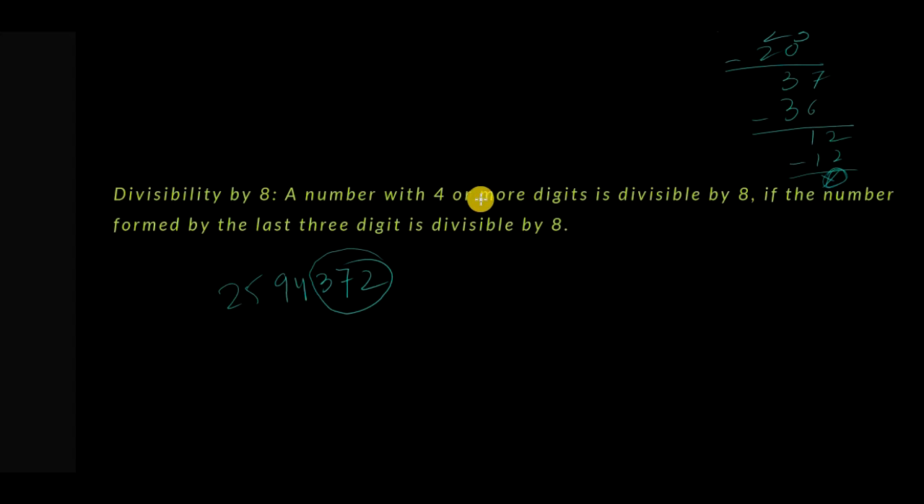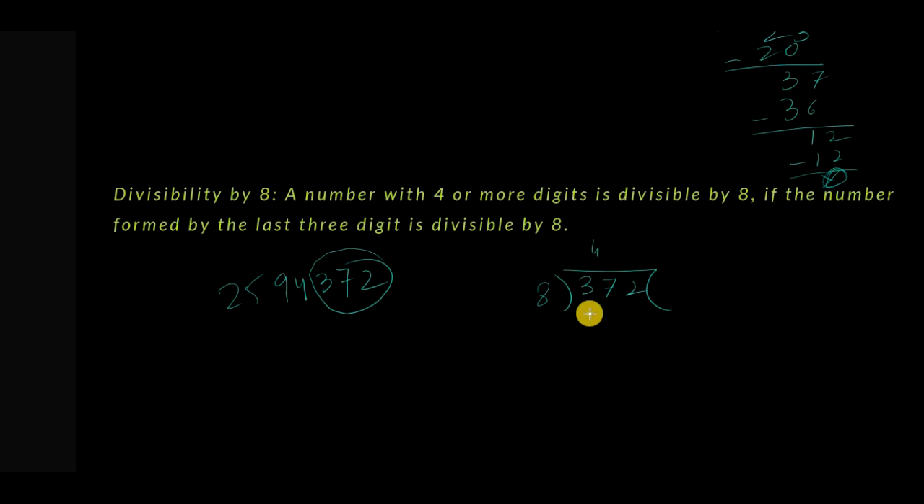So for a number with 4 or more digits, it is a 7-digit number here, it's divisible by 8 if the number formed by the last 3 digits is divisible by 8. So we just need to check the last 3 digits, whether it's divisible by 8 or not.